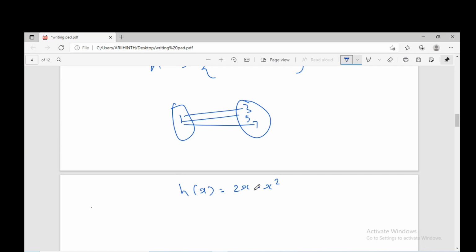Now tell me the answer. So h of x is equal to 2x minus x squared. H of minus x is equal to... neither even nor odd, sir. Yeah, neither even nor odd.